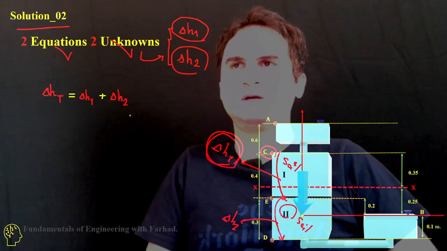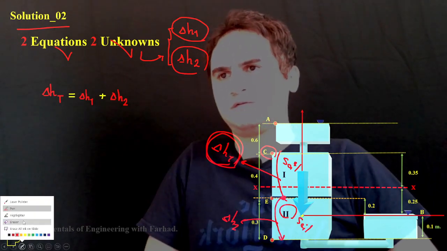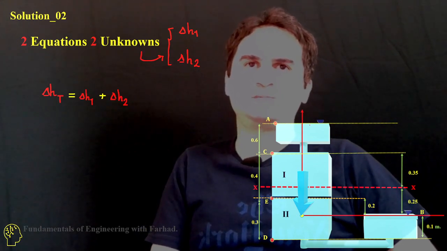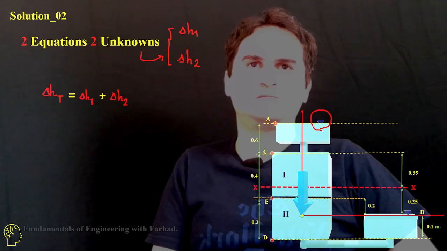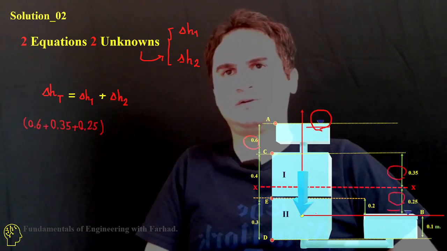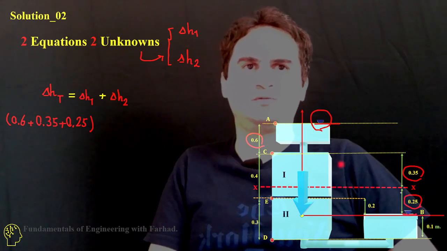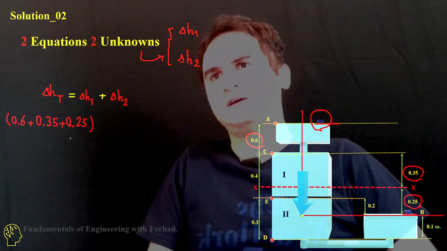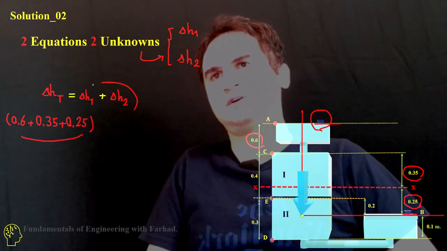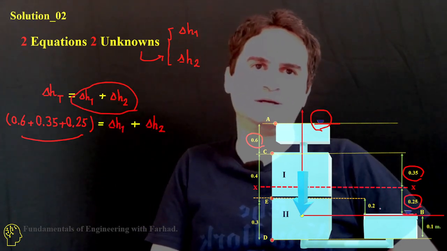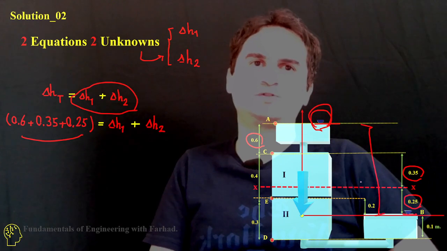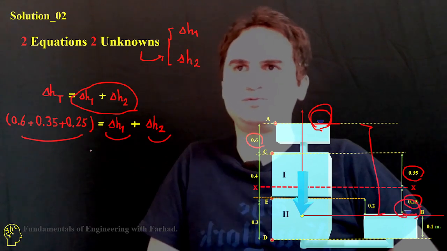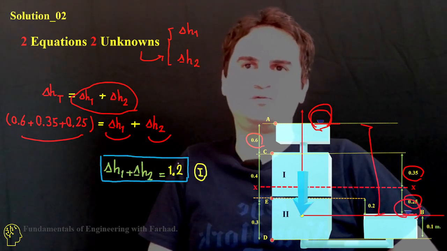The combination of them should be equal to the total head of water, which is the difference between the maximum water level and the minimum water level. So 0.6, 0.35, 0.25, if you add them up together, are equal to delta H1 plus delta H2. Total head loss is the difference between the highest water level and the lowest water level. That's delta H1 plus delta H2. The summation of them is equal to 1.2.